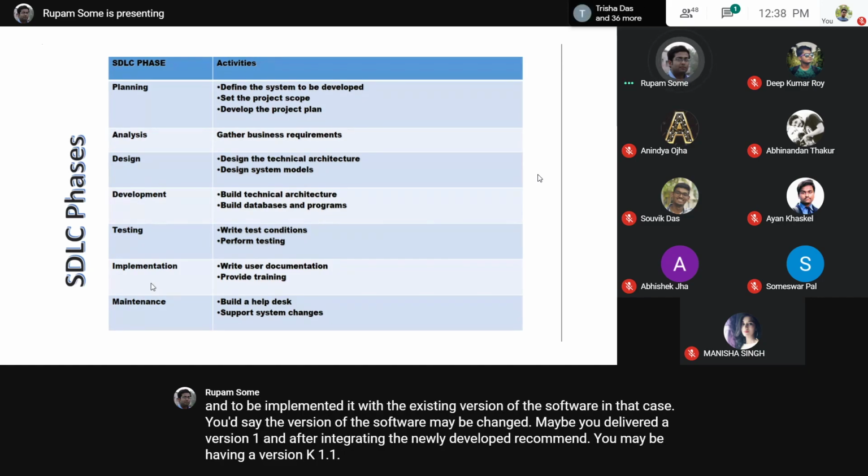I think we'll be discussing each and every phase individually, as it is our plan to cover each and every phase, because this is our syllabus.